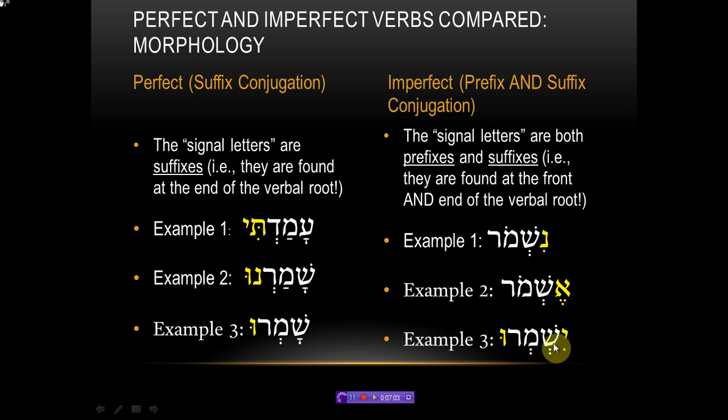Yishmeru. This is example number 3, and here we have an example of an imperfect that has both a prefix and a suffix. The prefix being the yod, and then the suffix being the vav at the end, the shureq at the end. So again, to summarize, perfect has suffixes, imperfect has prefixes.